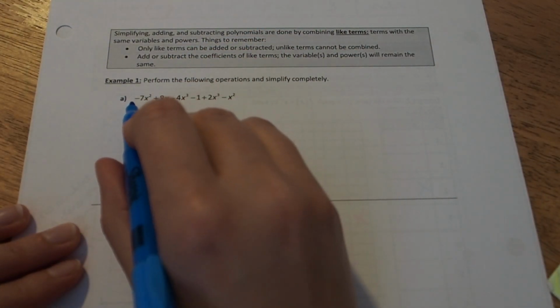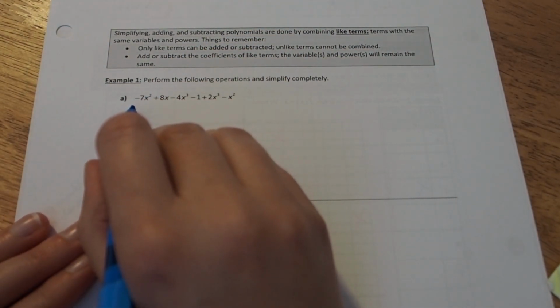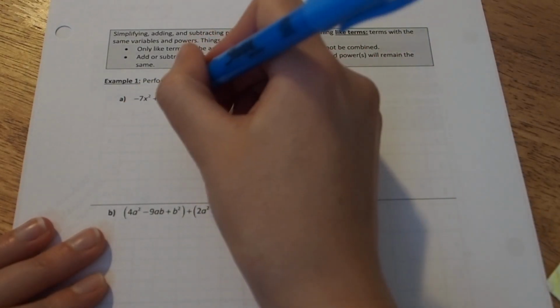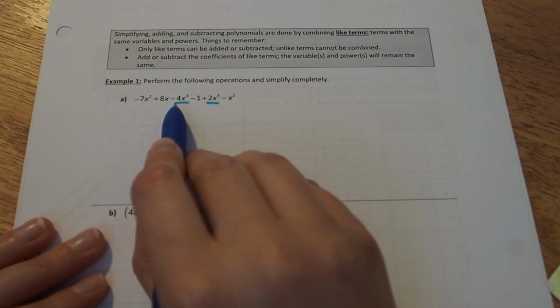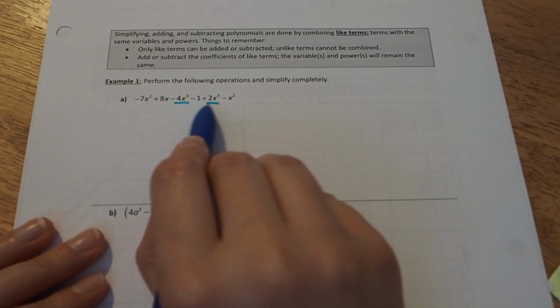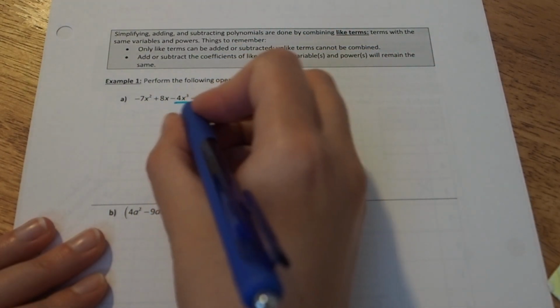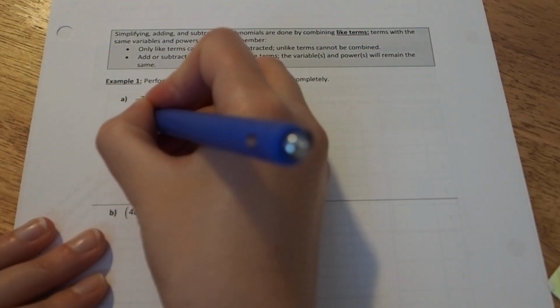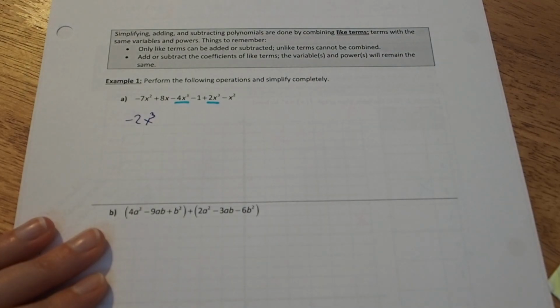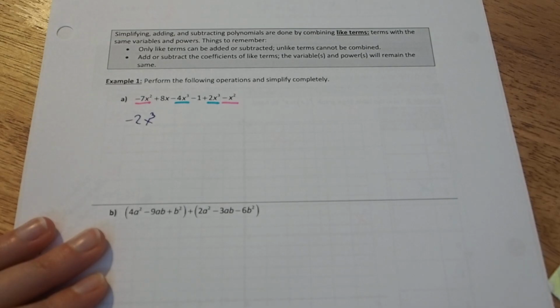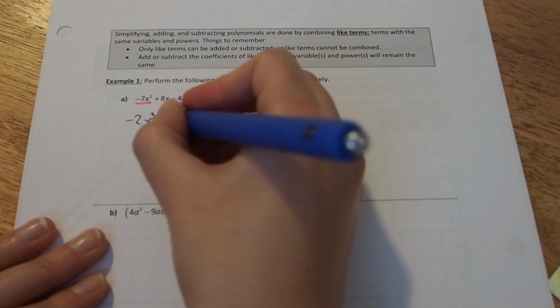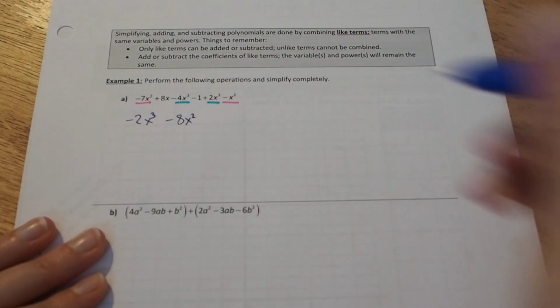So scanning through for like terms, we know that we want to write our answer in descending order. So we want to do the highest power terms first, then the next highest, and so on. So first we're going to add negative 4x cubed plus 2x cubed being the highest power terms. Negative 4 plus 2 is negative 2x cubed. Then you're going to look for the next highest. So you're going to go with your negative 7x squared minus your x squared. 2 negatives again, so it's going to add up to negative 8x squared.